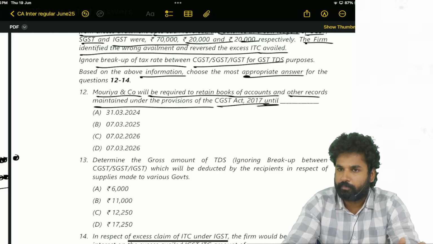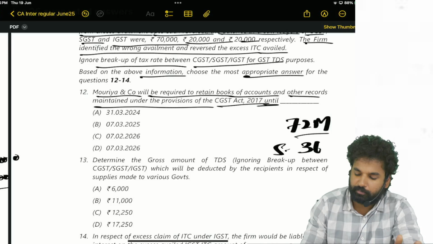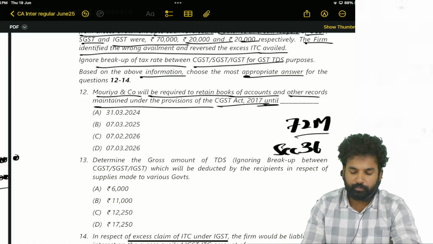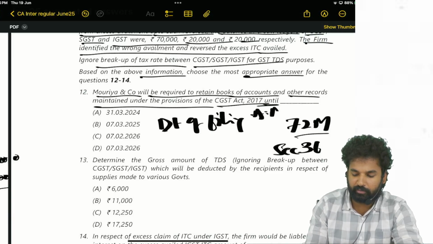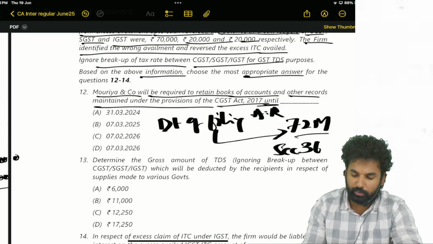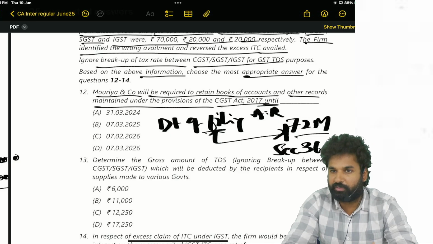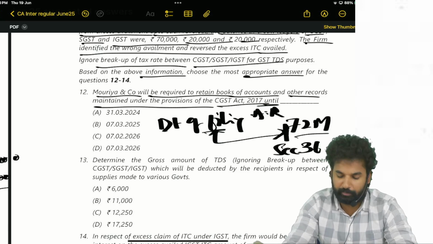What is the time limit? 72 months as per Section 36. 72 months from which date? From the date of filing annual return for such financial year. From that, 72 months. In case any other proceedings are there, appeal is there, revision is there, from the date of such final order to 1 year, whichever is later, up to that date it shall be maintained.